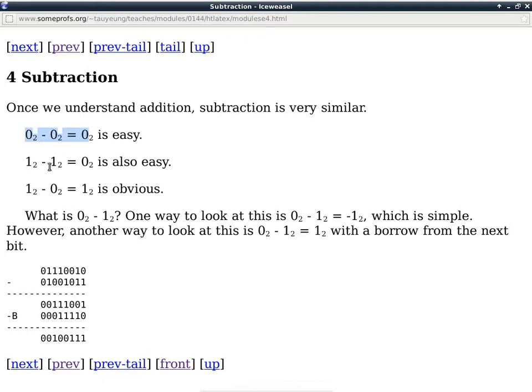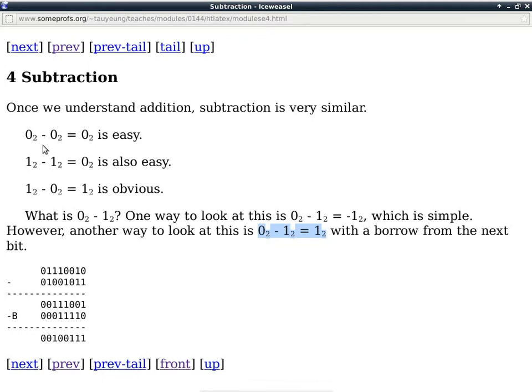0 minus 0 is 0. 1 minus 1 is 0. 1 minus 0 is 1. Okay, so those are all the obvious cases. 0 minus 1, I would call that 0 minus 1 is 1 with a borrow from the next bit. Which is the same thing as 0 minus 3 in base 10 is 7 with a borrow. It's no different from that concept.